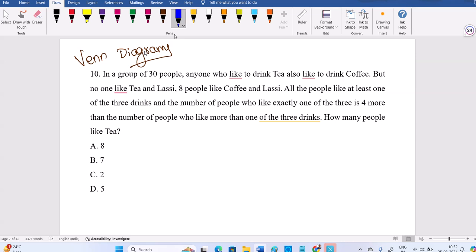Guys, see this question. Venn diagrams related, this is. There are three different things: tea, coffee, and lassi. Everyone try this. You can definitely learn some new points here, dear. From this question, I'm sure you people can learn some new points.